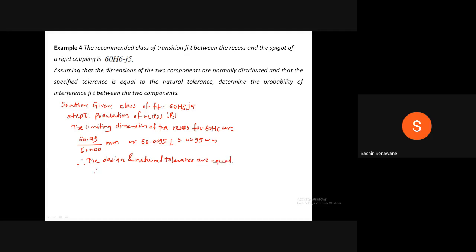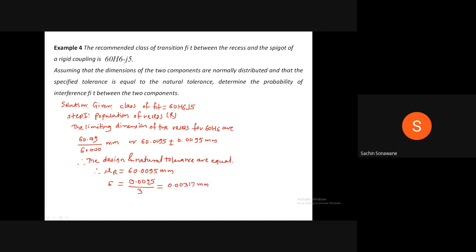Therefore, mu r, mean for races or hole, is equal to 60.0095 mm, and standard deviation sigma is equal to 0.0095 divided by 3, which is equal to 0.00317 mm.